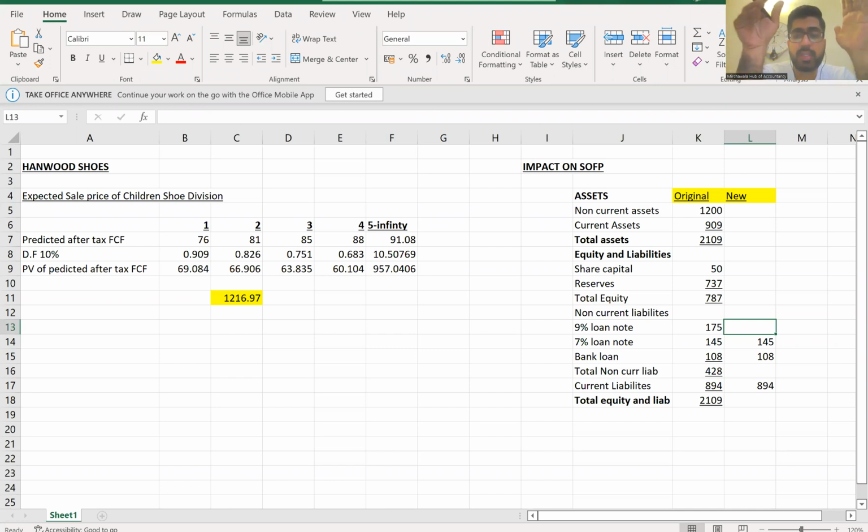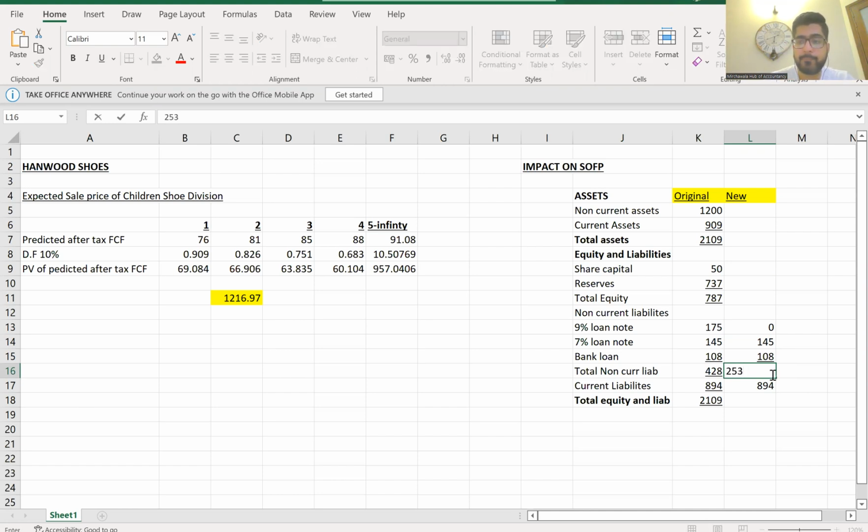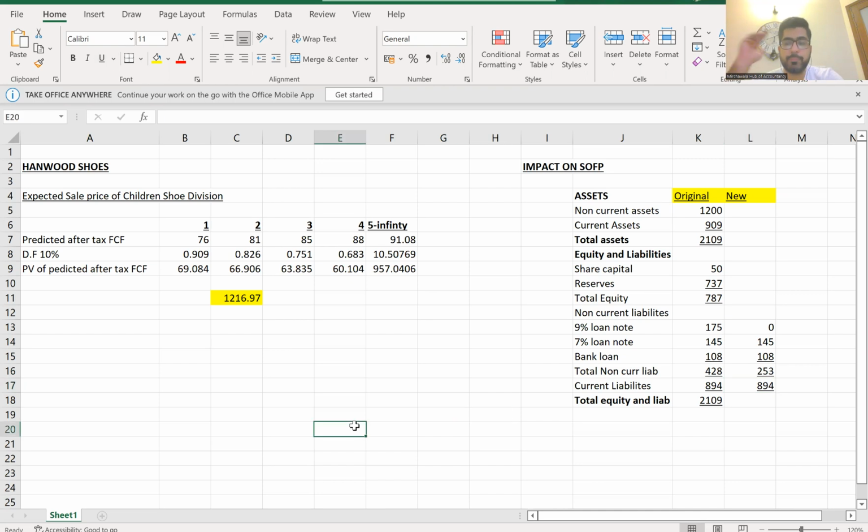However, impact on SOFP of the sale of the children's shoe division: due to the sale, we are clearing these 9% loan notes, so this will become 0. Your total non-current liabilities is going to be now 145 and 108, 253. So no impact on non-current liabilities otherwise: 9% loan notes paid off, 0; 7% loan notes and bank loan, no impact.